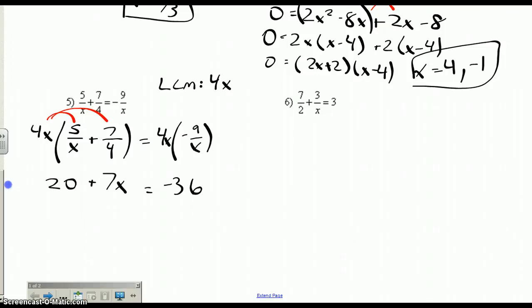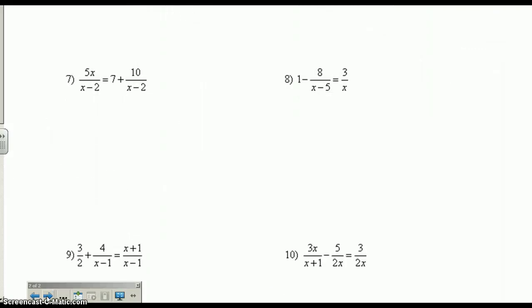So notice how by multiplying by the least common multiple, we've actually simplified the equation much more. And now we can just solve this linear equation. Subtract 20, we get negative 56. Divide by 7, x equals negative 8. Notice how multiplying by the least common multiple makes the equation a lot easier. I'm going to leave 6 for you guys.